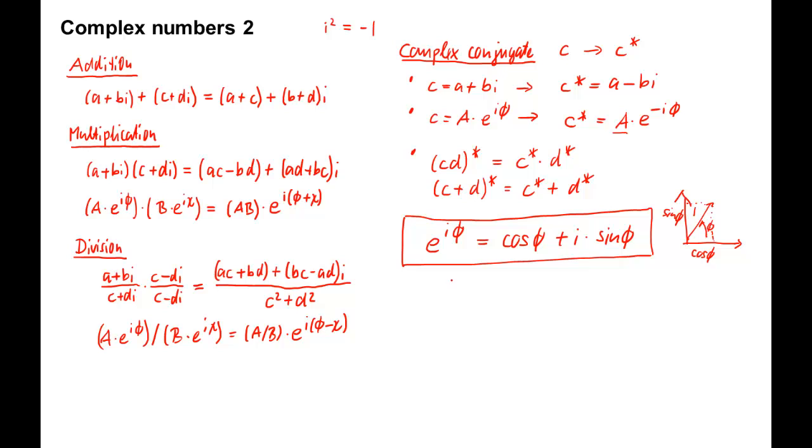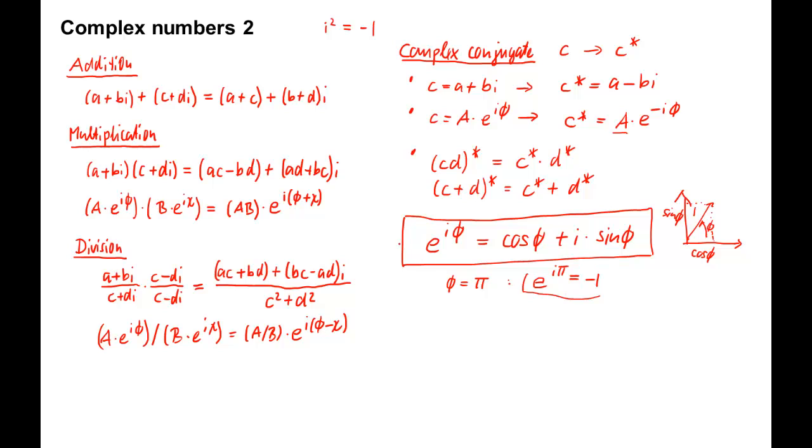As a special case, look at what happens if phi equals pi, that is 180 degrees. Then the expression above reduces to e to the i pi equals -1, a relation that shows a surprising connection between e, pi, and the imaginary unit.